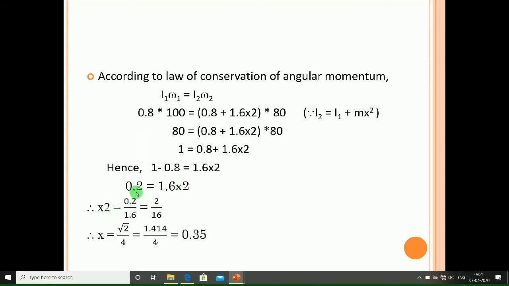So x square equals 0.2 divided by 1.6, that is actually 2 by 16. If you are taking the square root, because this is the square, you can write x is equal to square root of 2 divided by square root of 16, and square root of 16 is nothing but 4. Square root of 2, if you see the value in the square root table, is 1.414. You will divide by 4. So our answer is 0.35. So this is the distance of the clay from the axis of rotation, which was asked to calculate here.